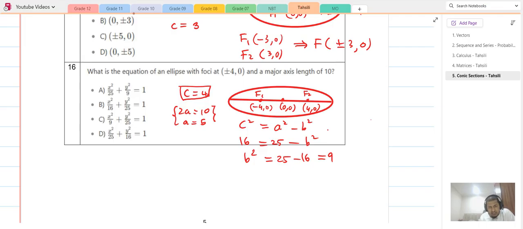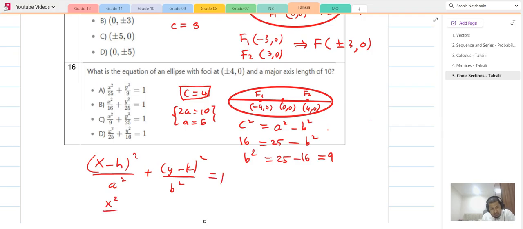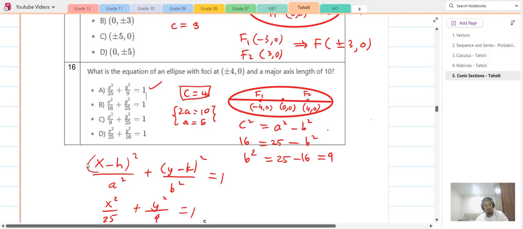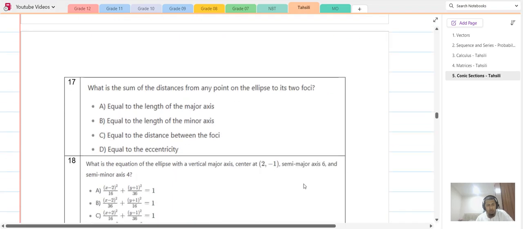So what's the equation? If you're going to write the full equation out, filling in everything: x minus h all squared over a squared plus y minus k all squared over b squared is equal to 1. H and k is 0, 0, that's the center. So x squared over, what's a squared? A squared is 25. And y minus 0 squared, so y squared over b squared is 9, is equal to 1. So option number 1. I hope you guys understood that. Moving on to the next problem.